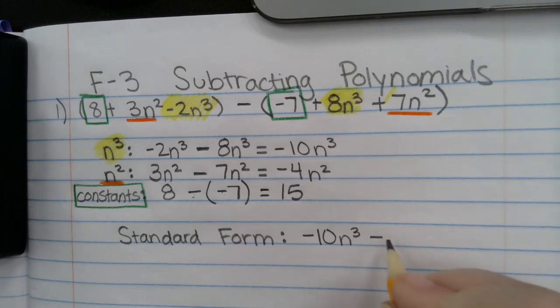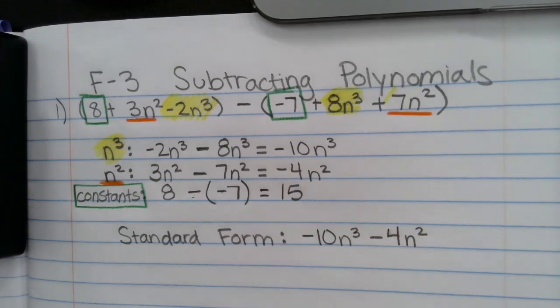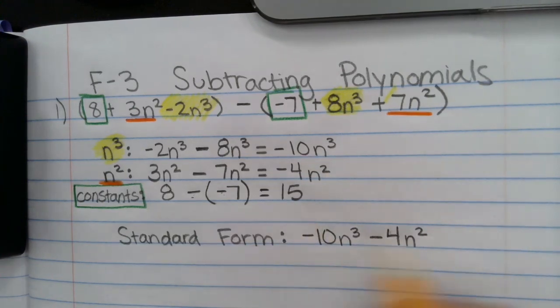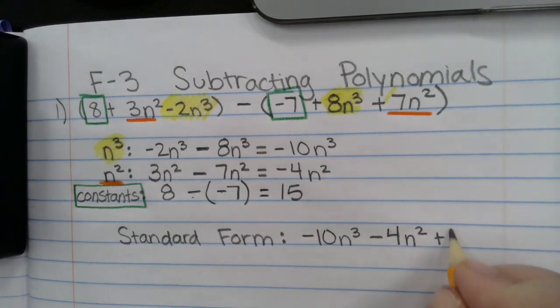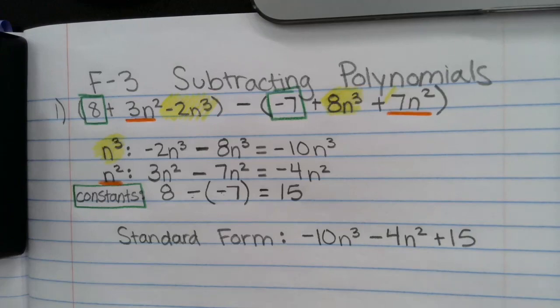Good, if I do minus, is it going to be minus a negative 4 or just minus 4? It's just going to be a minus 4, or we could do a plus negative 4. But we wouldn't do minus a negative. It just would be minus 4n squared. So 15 negative? 15's positive, so we'll do plus 15.